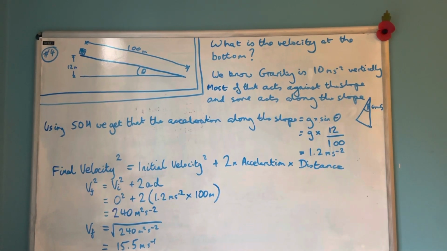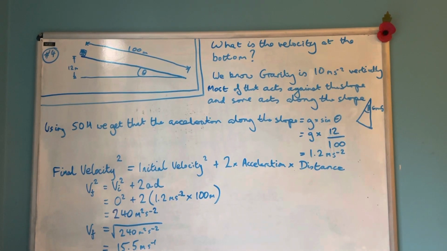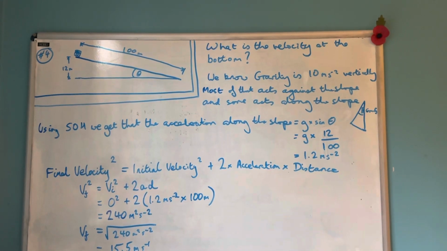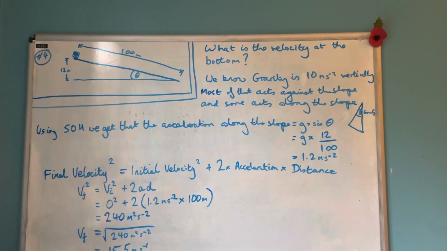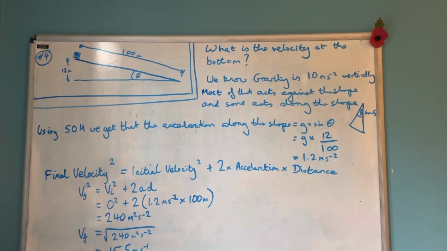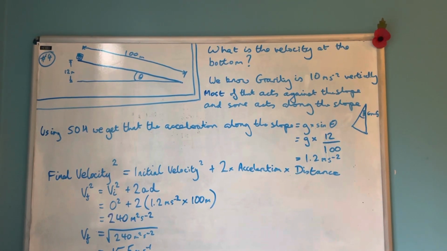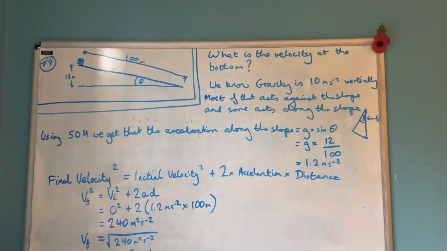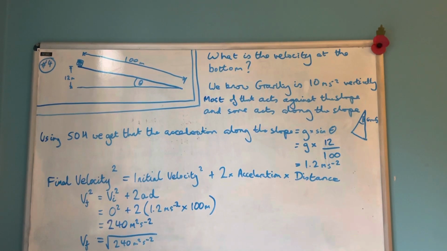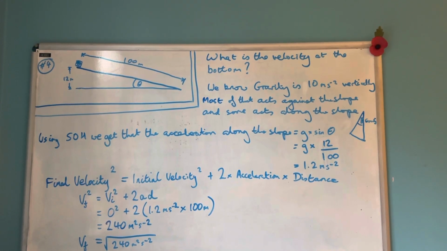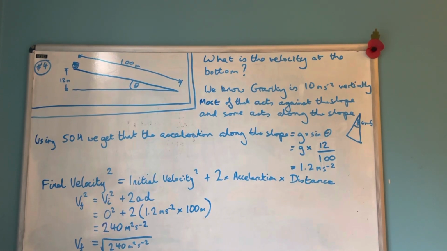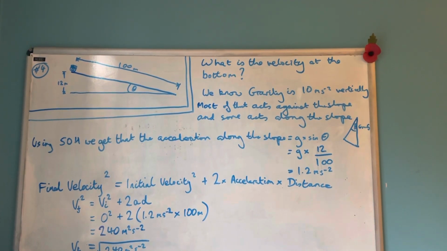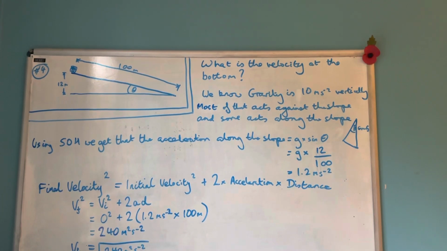So using sine again from SOHCAHTOA, we get that the acceleration along the slope is gravity times the sine of theta. So again, the opposite in this case is 12 meters, and the hypotenuse is 100, and so the acceleration along the slope is gravity 10 times 12 divided by 100, which comes out at 1.2 meters per second squared.